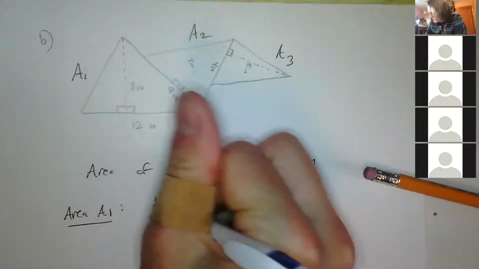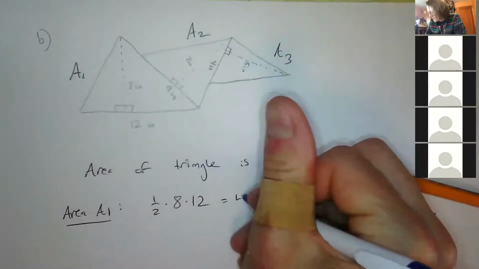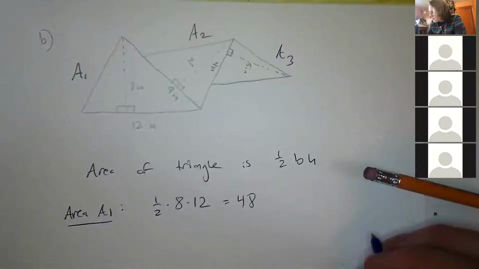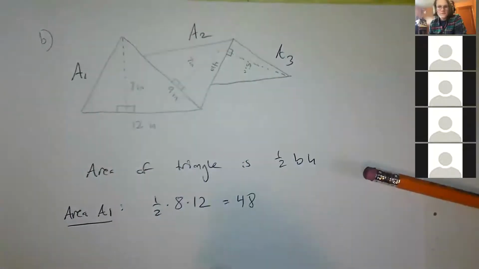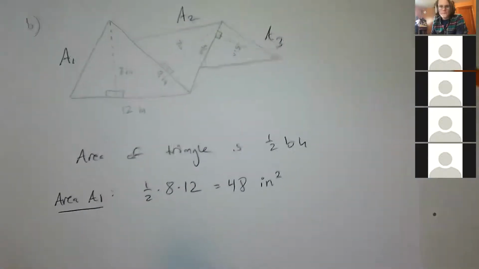So it's just 1/2 times 8 times 12. So what is that, 48? Because 8 times a half is 4, times 12 is 48. Oh, and they're all in inches. So it's going to be inches squared. Okay. Let's do area 2.